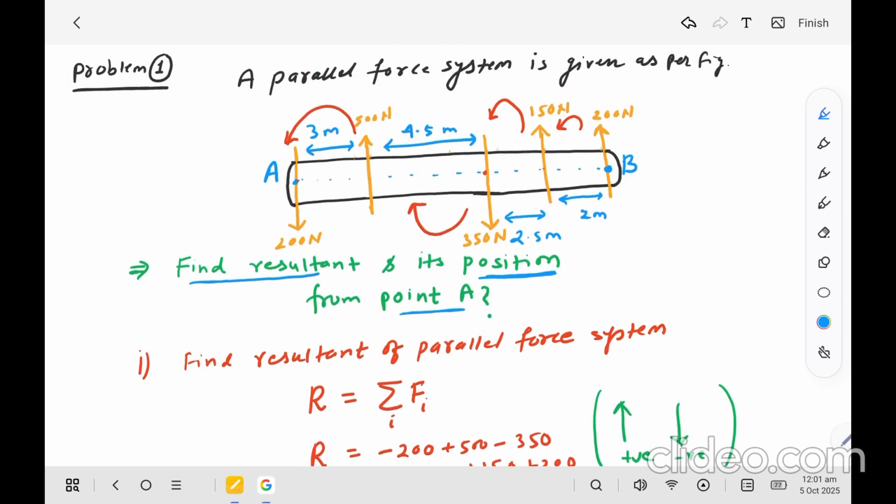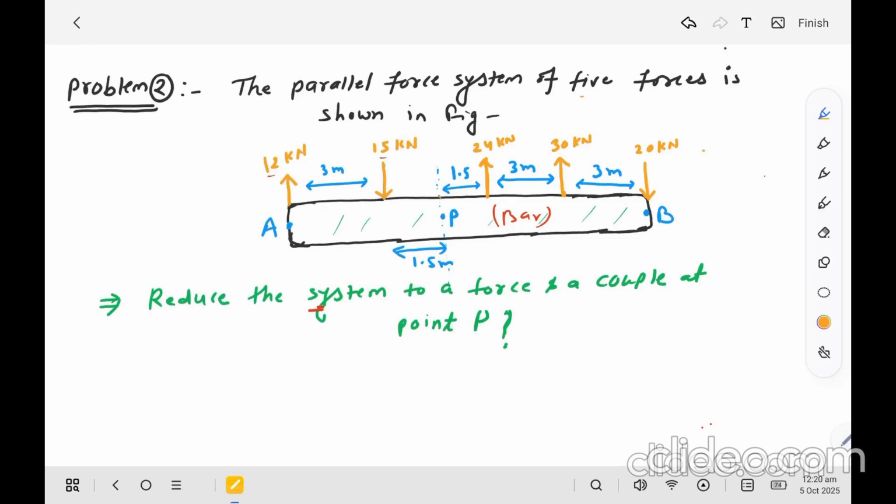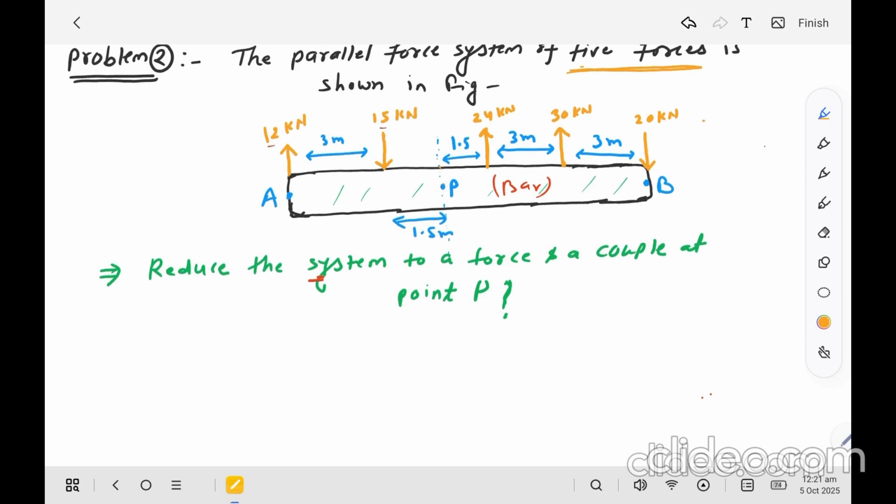Okay, so now let's solve problem number 2. I read the problem. The parallel force system of 5 forces is shown in figure. Okay, so we can see here 5 parallel forces of different magnitudes are acting on this object or on a bar, and our objective is to reduce the parallel force system to a force and a couple at point P.